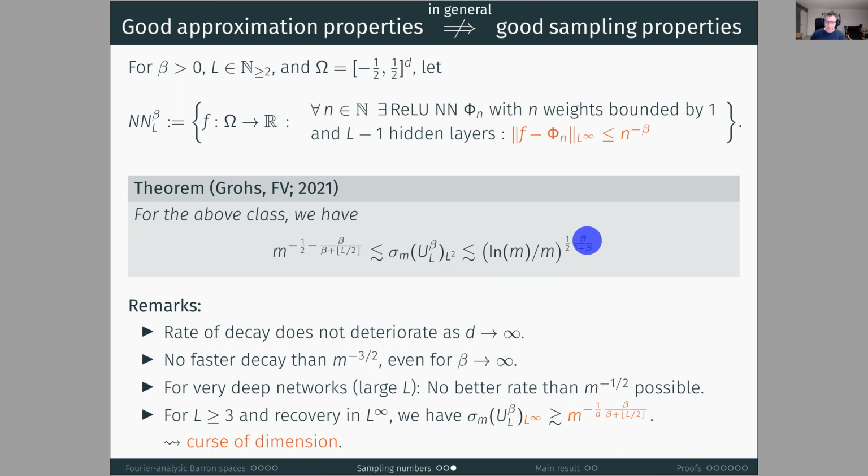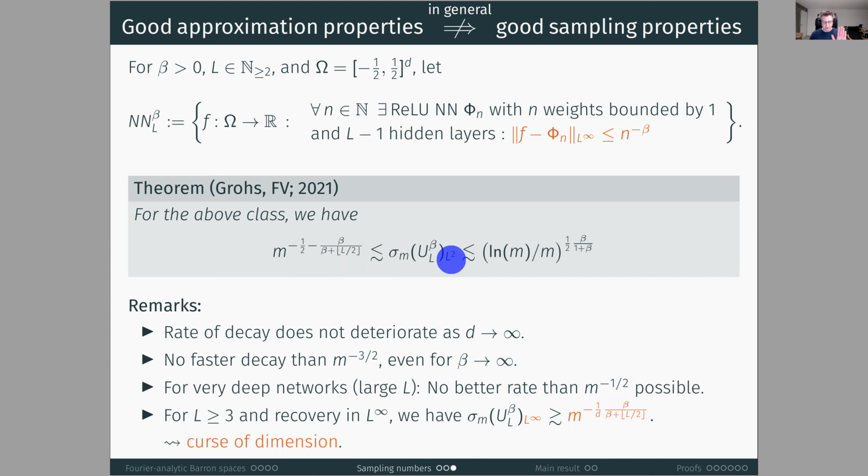But what you should also note is, no matter how big you make this beta, so no matter how rapidly you can approximate your function by neural networks, the decay of the sampling numbers saturates. You can never get a better decay than m to the minus 3 over 2. So this here will always be bigger than m to the minus 3 over 2, even if beta is really, really large. The next message is, if the depth of the networks is really big, then you will definitely never be able to get a rate better than m to the minus 1/2.